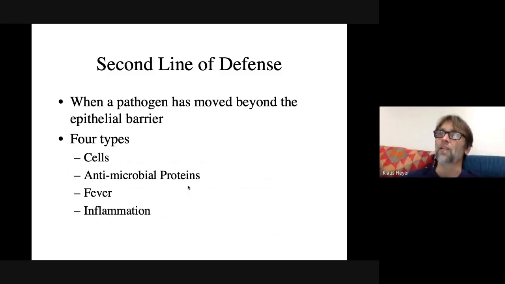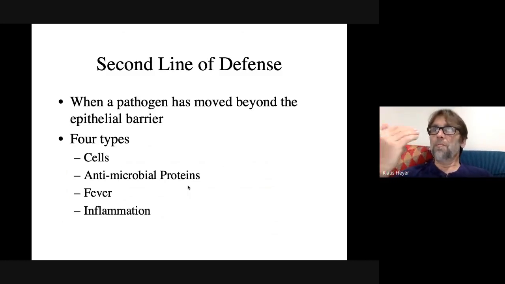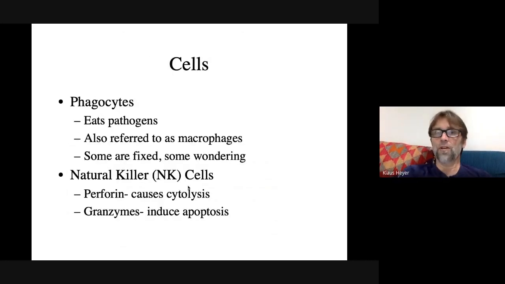Second line of defense. You're going to need a little bit more elaboration on this, right? So I don't want just the 4 types. It's not going to be that simple. You can't just list them. What do you mean by cells? Like, yeah, put cells, but what kinds of cells? What do they do? Natural killer cells, phagocytes. What do those 2 cells do?